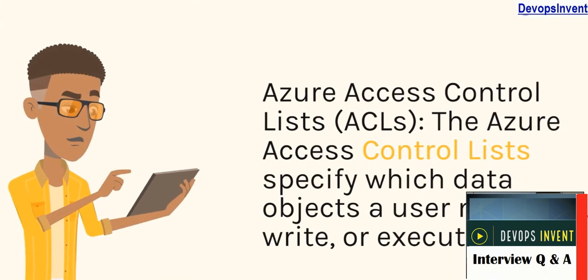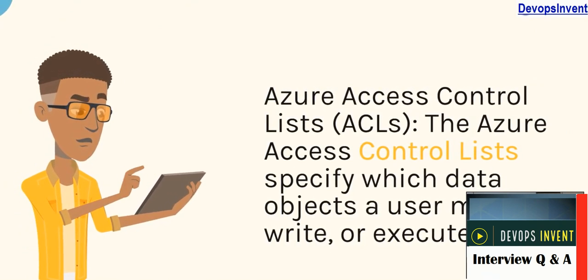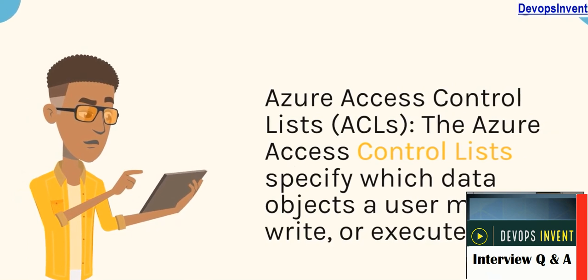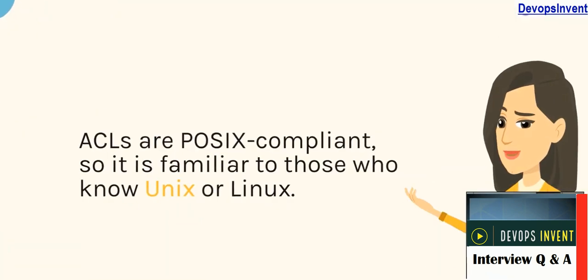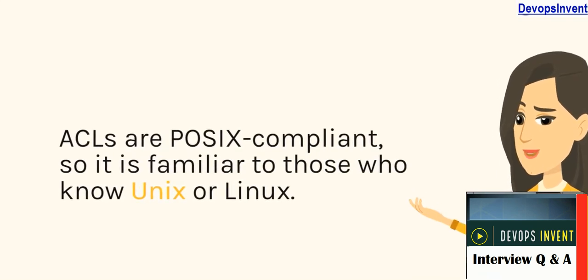Azure Access Control Lists, ACLs. The Azure Access Control Lists specify which data objects a user may read, write, or execute. ACLs are POSIX compliant, so it is familiar to those who know Unix or Linux.